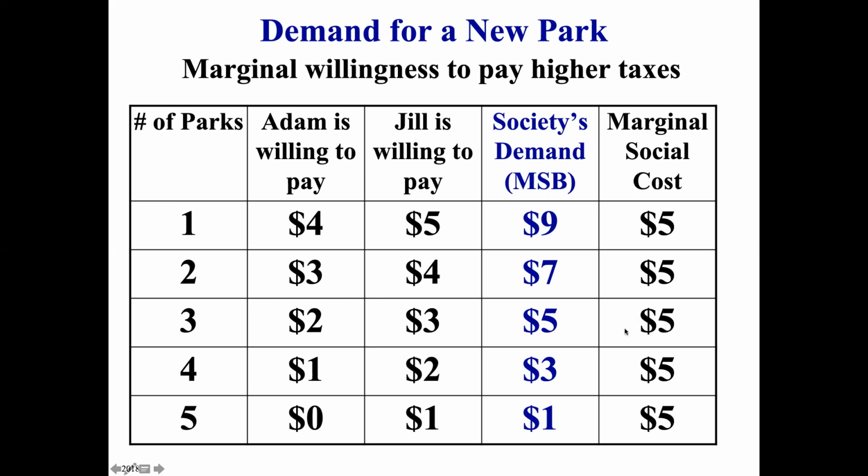By the time we get to the fourth park, because of the law of diminishing marginal utility, now consumers are only benefiting $3. It costs us $5 to produce, so we should stop at 3. So this is how you could use our thinking as economists and supply and demand to determine how many parks you should build in this particular neighborhood.